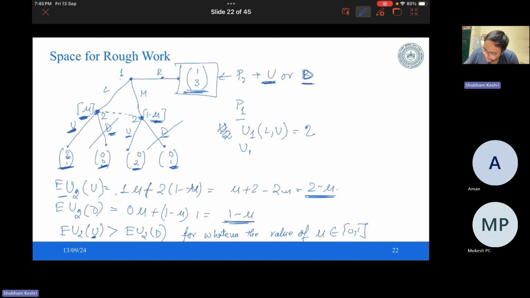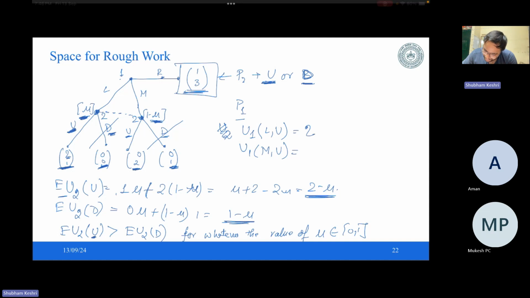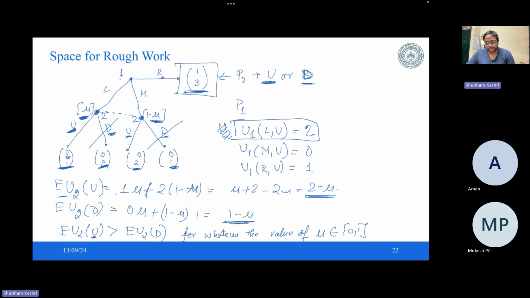The utility of player 1 when he plays M and the other player plays U is actually 0. And the utility of player 1 when he plays R and player 2 plays U will be 1. So player 1 is always better off playing L instead of R or M, right? Player 1 will always play L. Is that all right? Now you see, player 1 will always play L. So the strategy is L comma U.